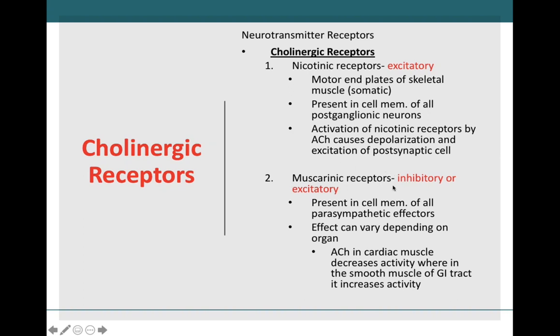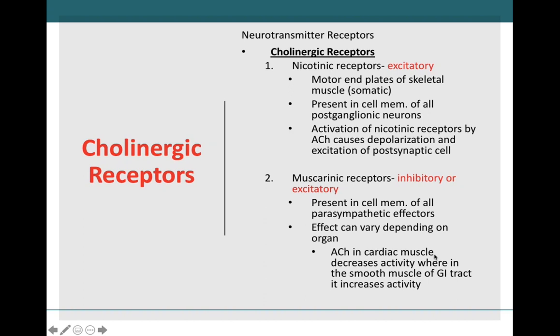Now second, we have the muscarinic receptors. Muscarinic receptors can actually have two actions. They can either be inhibitory or excitatory, depending on the organ that contains the muscarinic receptors. So these muscarinic receptors are going to be found in the cell membrane of all of our parasympathetic effectors. These receptors are receiving acetylcholine from postganglionic parasympathetic neurons. And remember, in the parasympathetic nervous system, we'll inhibit certain organs and excite other organs. So with parasympathetic innervation, we see that acetylcholine that's released is actually going to decrease cardiac muscle activity.